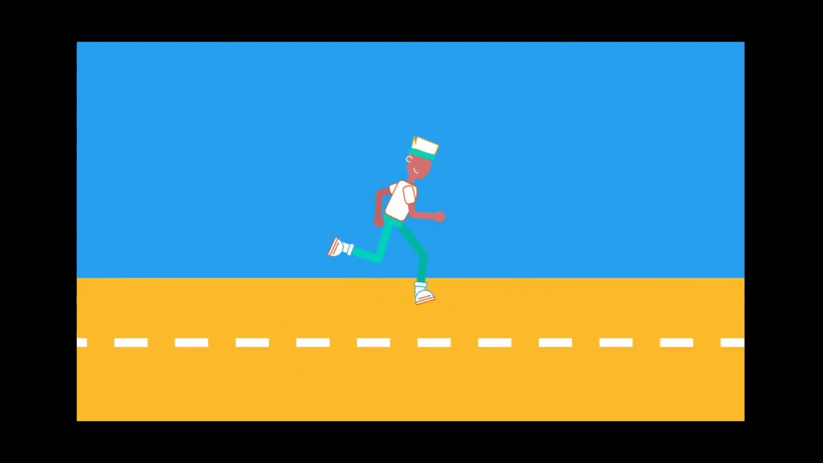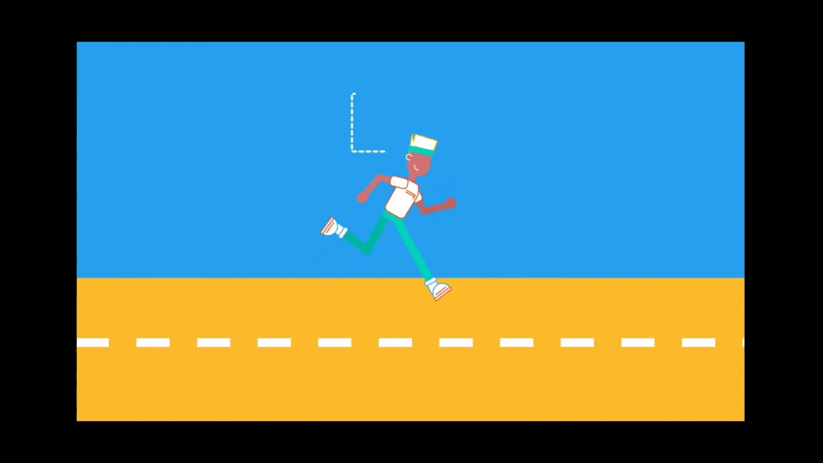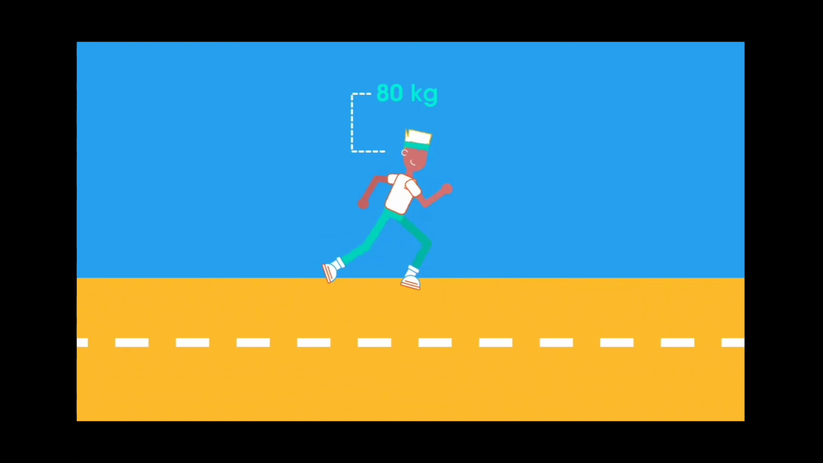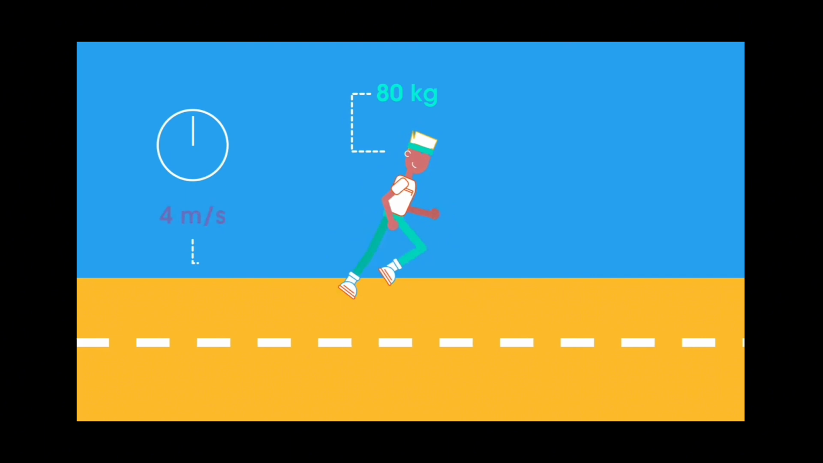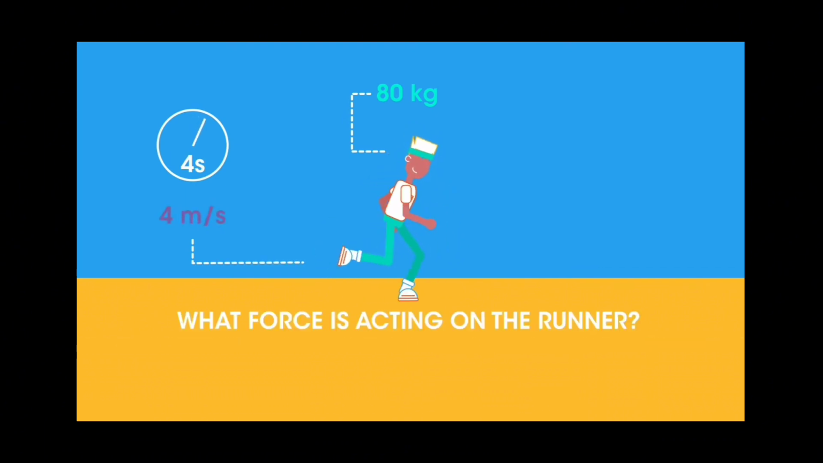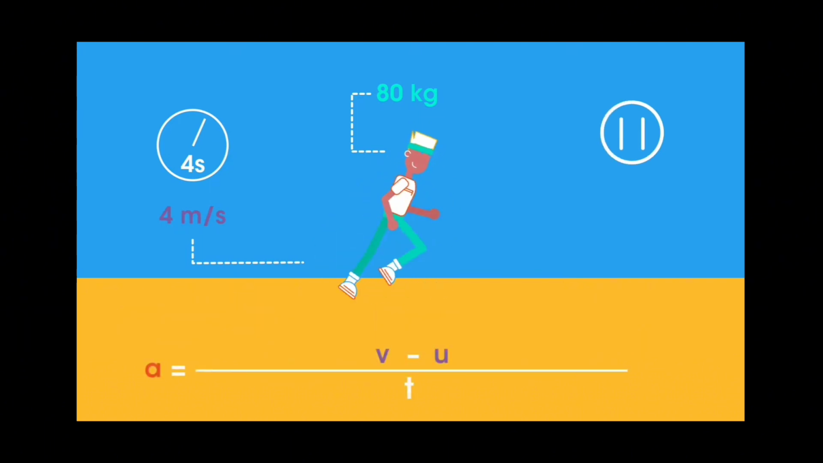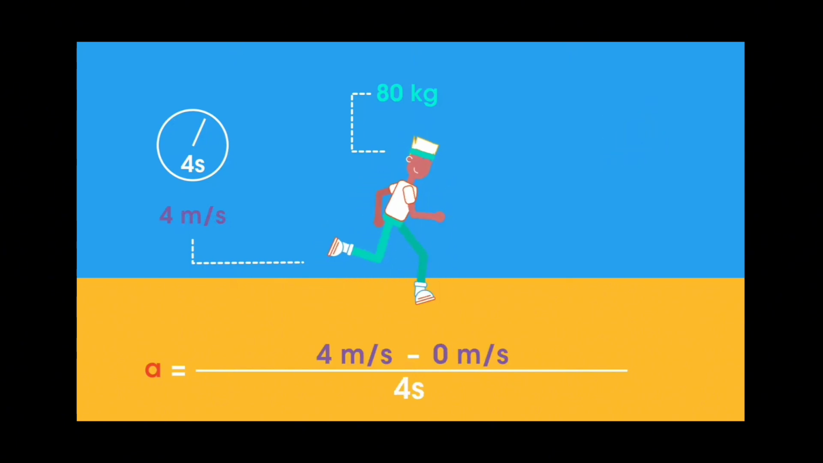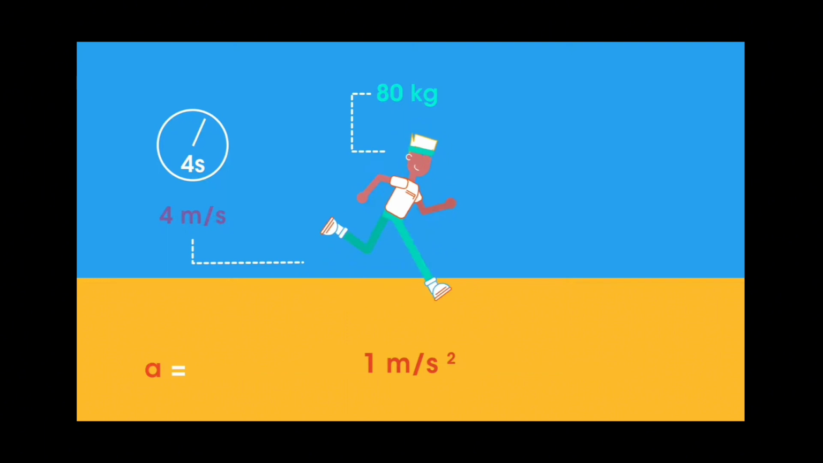Now you try. A runner of a mass of 80 kilograms starts a race, reaching a speed of 4 meters per second by 4 seconds. What force is acting on the runner? Pause the video while you work it out. How did you do?